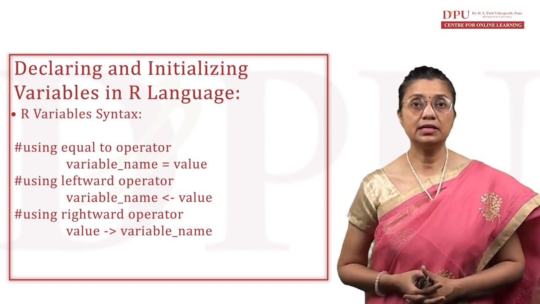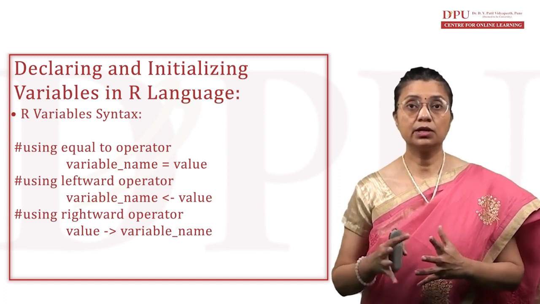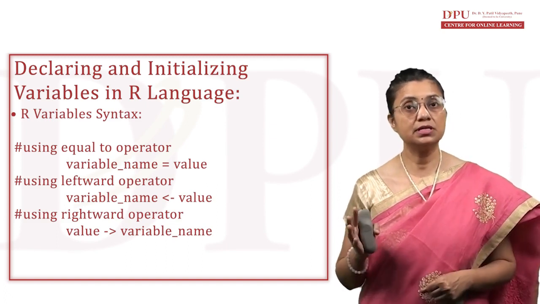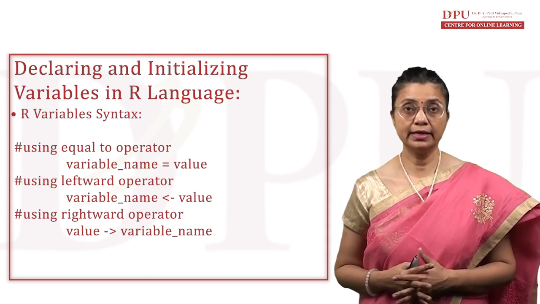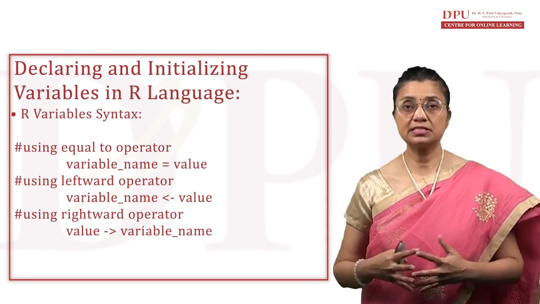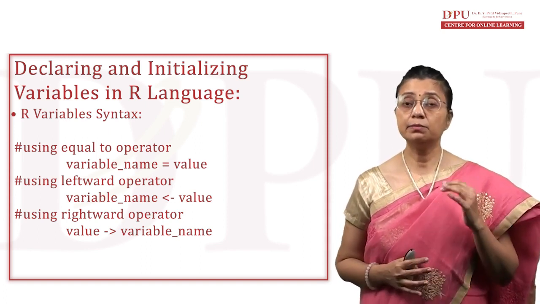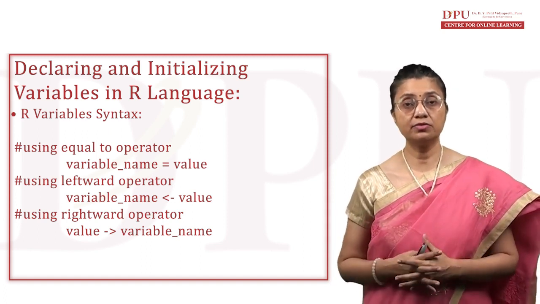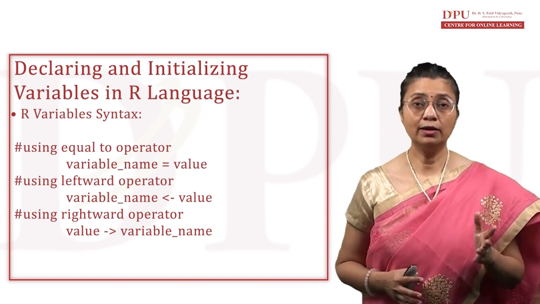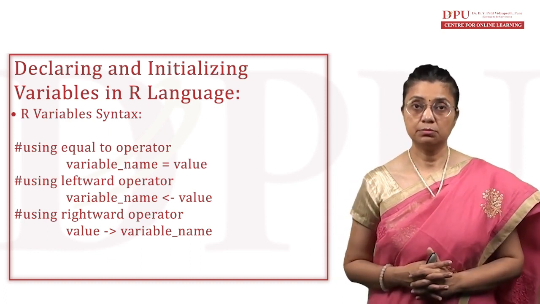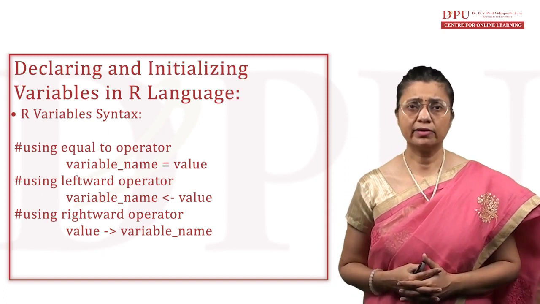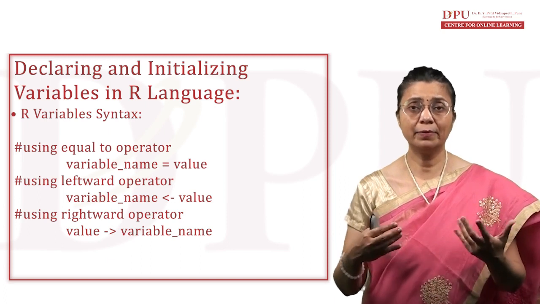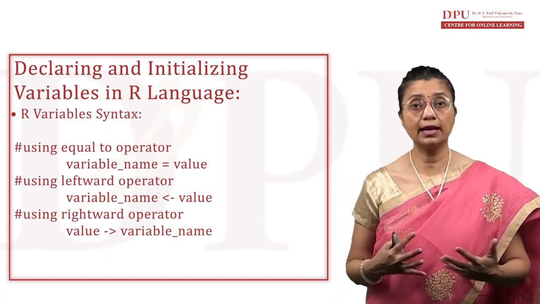So you can see the three examples over here. Using the equal to operator, I say variable name is equal to value. If it is the leftward operator, I say variable name gets value with the leftward operator. And if it is the rightward operator, the value is stored into the variable name. So that is how I can write. All three are the same. There are three different ways, depending on which country we are working and writing code in.